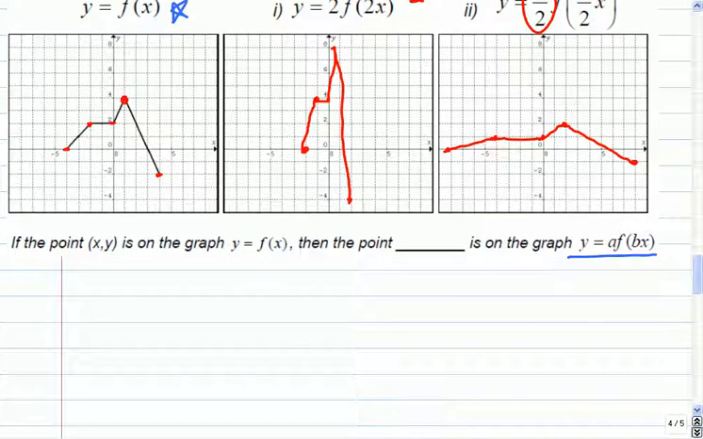So how could we describe this here? If x, y is a point on the graph, then what will be a point on f of bx? Where will I expect to find it if this has happened? How do I map the coordinates?